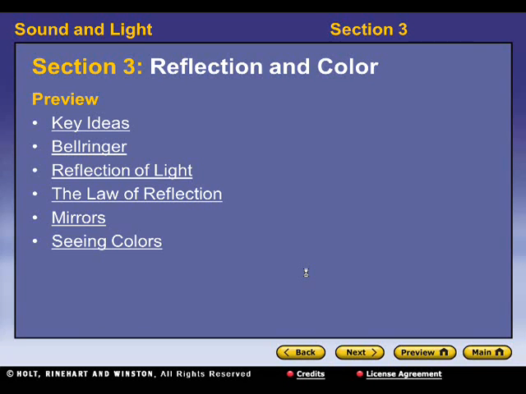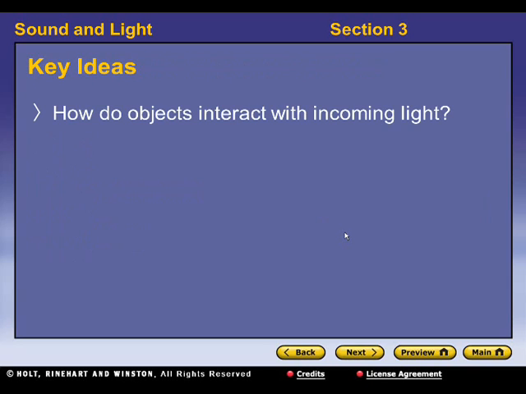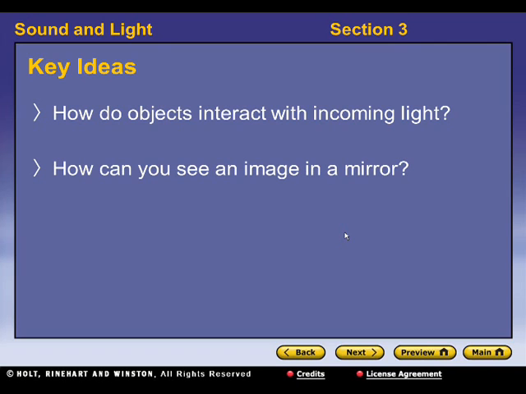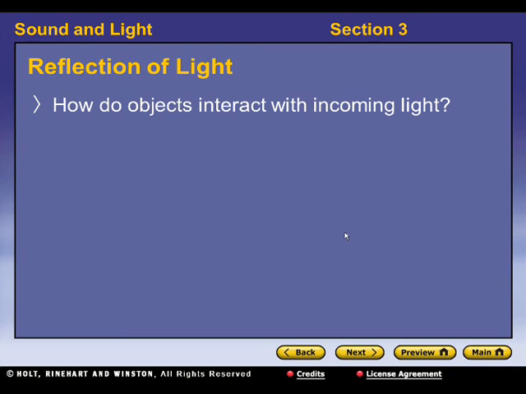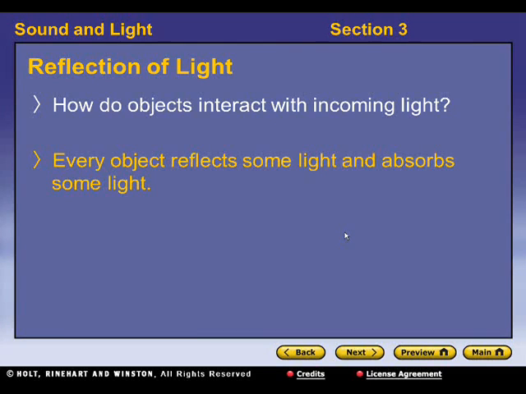Okay, welcome to Chapter 16, Section 3, Reflection and Colors. And our key ideas: how do objects interact with incoming light? How can you see an image in a mirror? Why do we see colors? So, how do objects interact with incoming light?